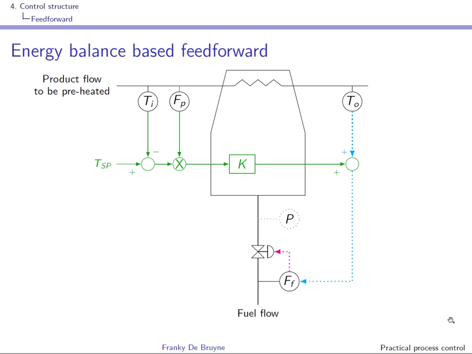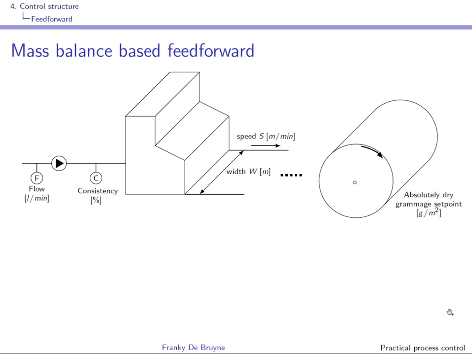We had already seen an application of this type of feedforward for the preheating furnace. The feedforward, shown in green here, is based on an energy balance, and we had been able to pre-compute the required fuel flow to bring a product flow FP from an input temperature Ti to a desired output temperature T set point. Well, let us take another example of this type of feedforward coming from the paper industry, and the paper process has been discussed in the introduction.